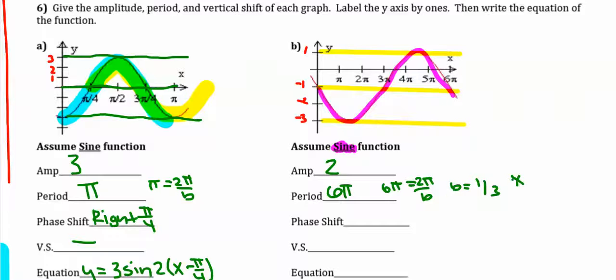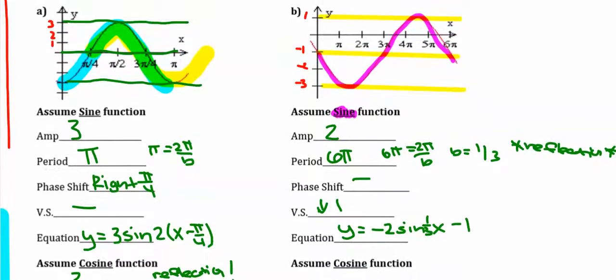Okay, notice there's also a reflection because it decreases first. And there's no phase shift. My midline was shifted down 1. So now for the equations. My equation is y equals negative 2 sine 1/3 x minus 1.